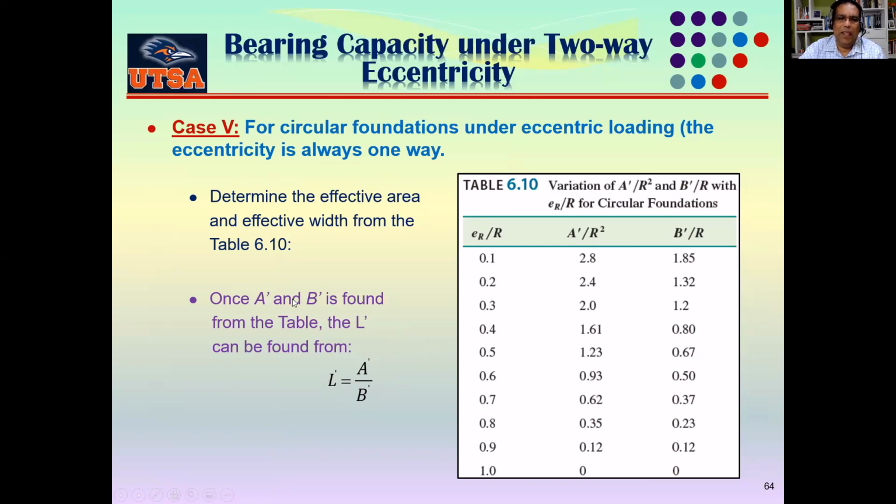And again, remember that one. Once you get that, then to determine the shape factors, you have to use the effective B and effective L, right? And to find out the depth factor, you have to use the actual L and actual B, okay? Then you just plug that into the general bearing equation, in which the third term, the B should be replaced with B prime all the time, okay? That's the understanding for this two-way eccentricity.